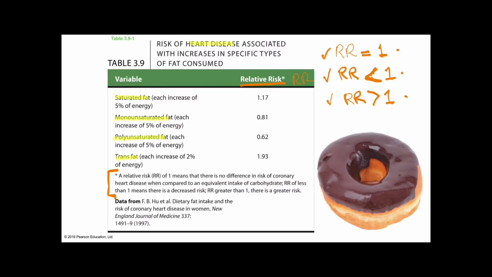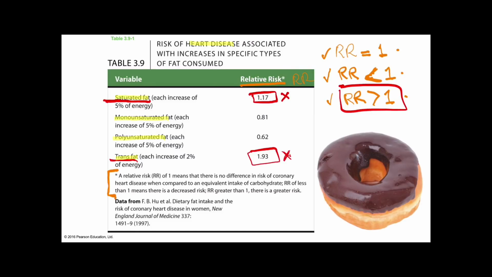بستخدم اللون الأحمر وأشوف الأرقام اللي أكبر من 1، يعني أخطر من الكربوهيدرات، اللون الأحمر بيكون خطير. So if you notice that 1.17 1.93 يعني saturated fats و trans fats هم اللي يكونون أكبر من 1. They're higher than more than 1, so they fall under this category. That means they're not good.